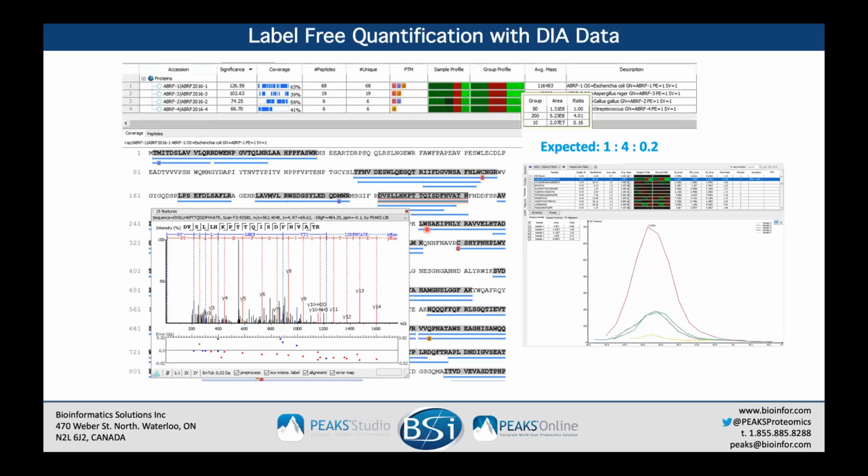When we look at the quantification of these 4 proteins across the groups, you can see that the expected ratio of this is 1 to 4 to 0.02. And when we look at that based on the group labels, you can see that the ratio is in fact 1 to 4 to 0.2, 0.2, which is what we would expect.